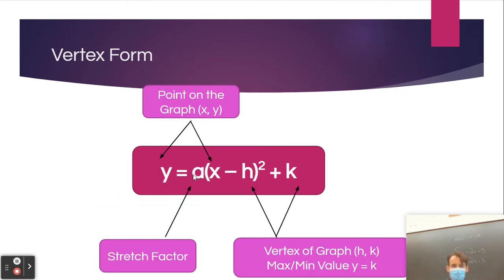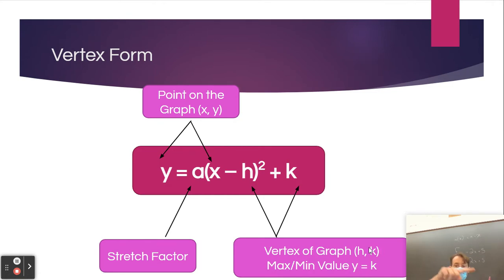Okay? So here, let's remember, we have a point on the graph given by x and y. That's like the ingredients of our function. The stretch factor of the parabola is there at a. And the vertex here is the point (h, k). So therefore, if I can get the parabola into this form, I know the maximum or the minimum value of the parabola. It's going to be the y value of the vertex.